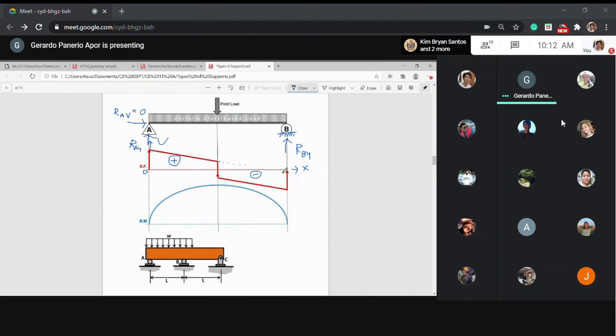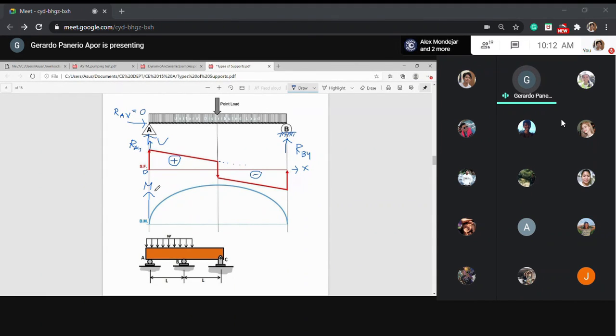Now, the next thing after the shear diagram is the moment diagram. This moment diagram is also a 2D graph, but the vertical axis of this one is the moment. It shows the variation of moment along x. So this is the moment. Okay, moment.